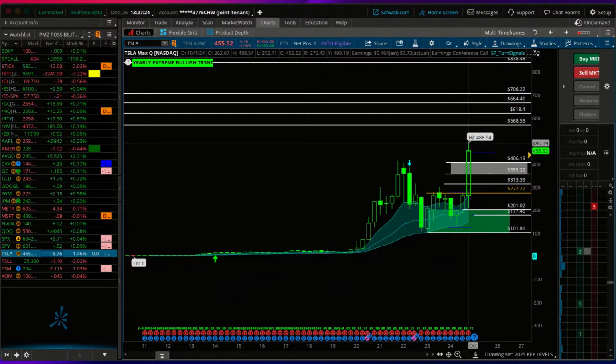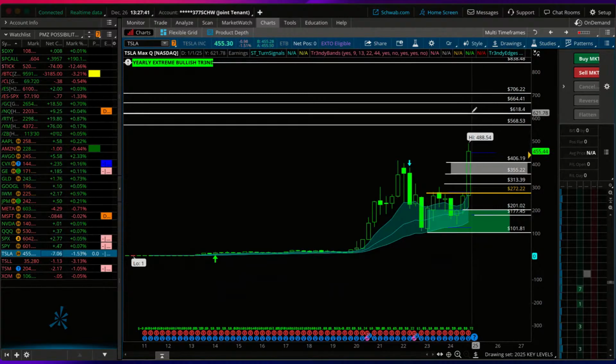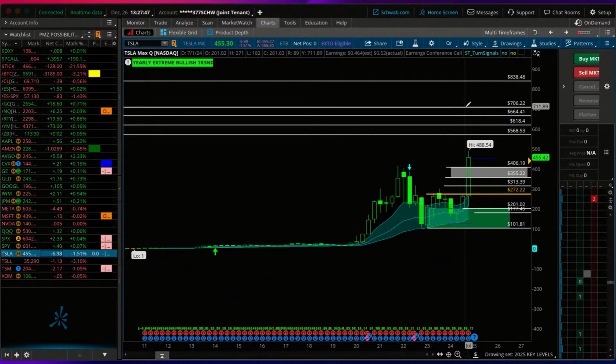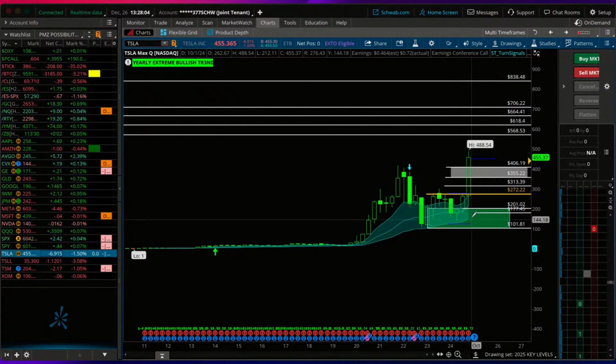In the event that ends up being the all-time high going into 2025, it would be an area that I would trim positions if I get a dip buy back here. As far as extension targets go for Tesla, 568, 618, 664, and then ultimately in 2025, I'm looking for 706 by 838.